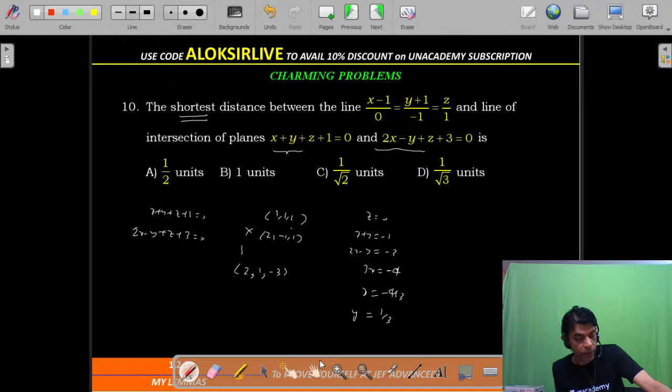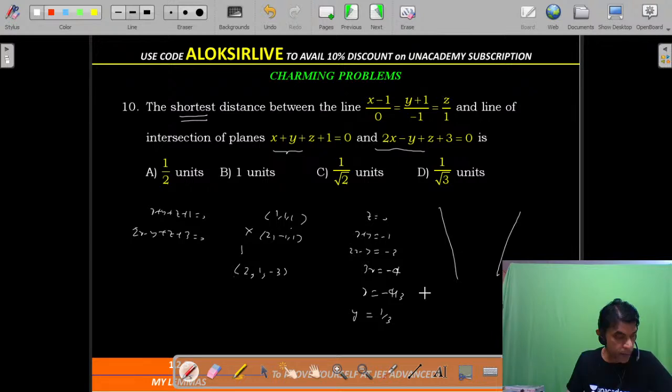So what is the conclusion now? That there are two lines. So let's draw the two lines. One line is this, both are in symmetrical form. One line this, one line is this.